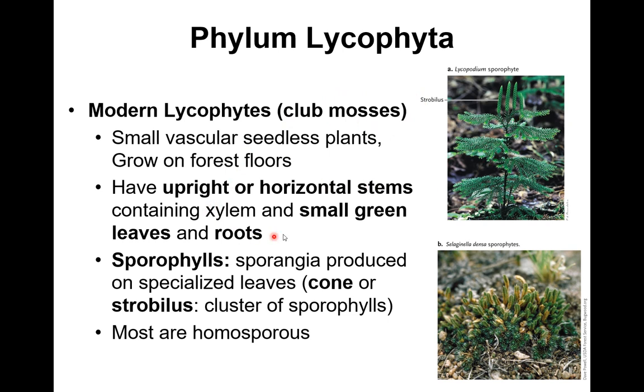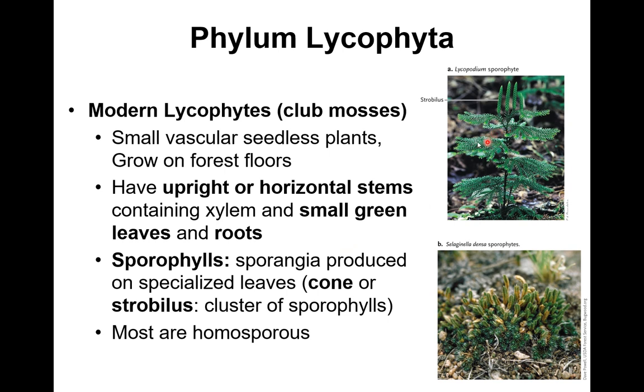Now, these plants start having roots, okay? And they start having lignin being produced. So they start producing longer types of stems. Not only that, but they have roots that can bring in a lot of material from the ground and give them excellent anchoring.